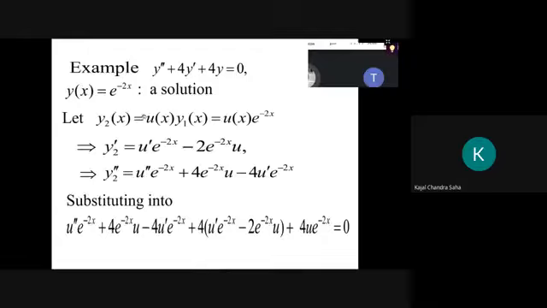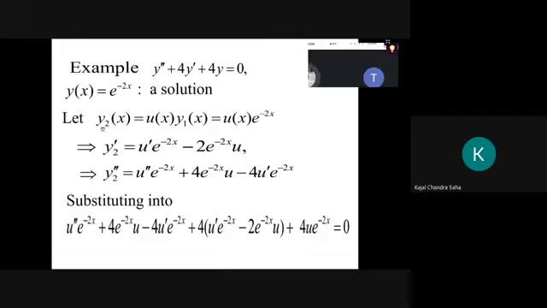Easily you can see that y of x equal to e to the power minus 2x is a solution. So it can be considered as y1. Now we have to find another second linearly independent solution for this homogeneous linear differential equation. Let us consider y2 of x equal to u of x times y1 of x, so it can be written as u of x e to the power minus 2x.